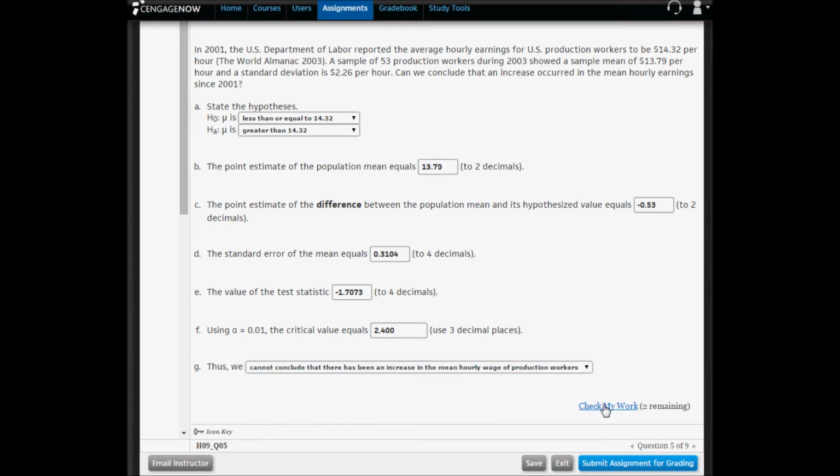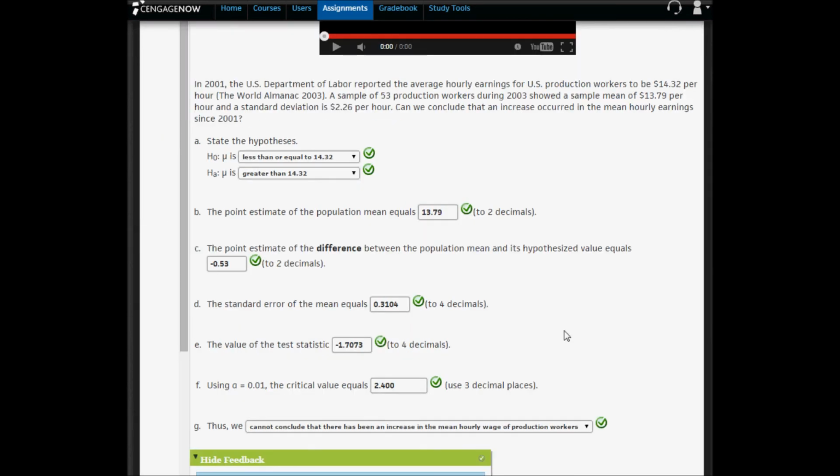And then we check our work, and we should get all the green check marks correct. And we do.